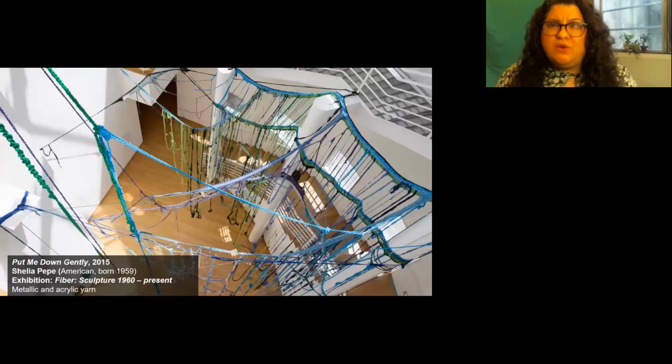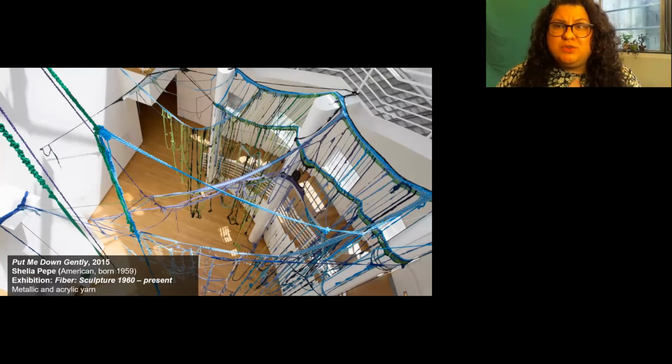Another work that took over a singular space is the intervention titled Put Me Down Gently by artist Sheila Pepe from 2015. This spiderwebbing weaved interlacing of the Richard Meier atrium was made of metallic and acrylic yarn and was a part of a massive museum spanning exhibition titled Fiber Sculpture 1960 to Present. Pepe's work engaged with not only the architecture, but the premise of the show really beautifully.